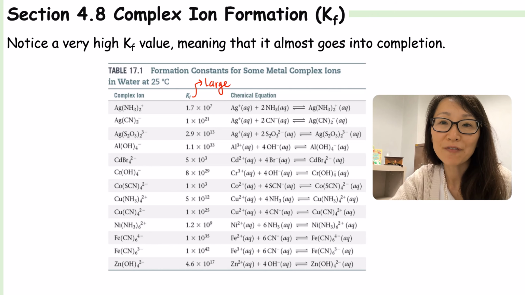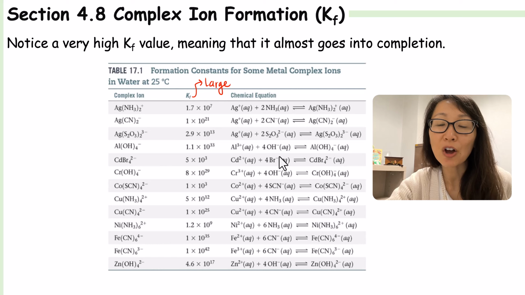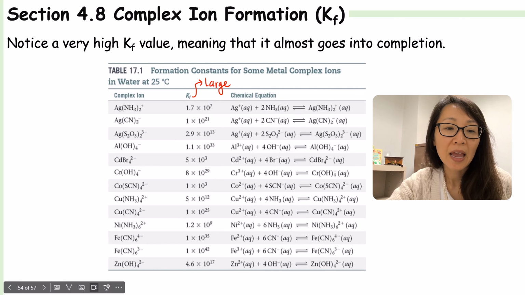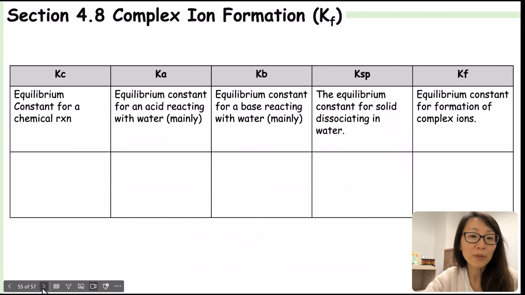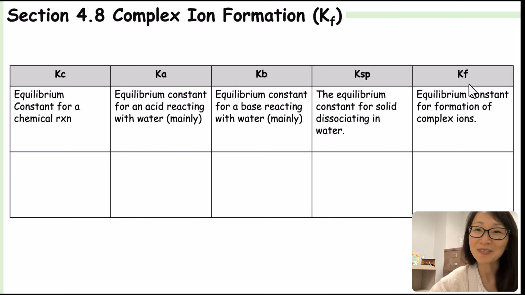Note that these are very large values, so the Kf value is quite large. A large value indicates that the reaction goes almost to completion, meaning that it will form a lot of the complex ion and very little of the reactants. Big complex ion and little of the reactants. I want to briefly review all of the K equilibrium expressions we have covered so far, just to get to the equilibrium constant for formation. This will be, I hope, the last one for you.